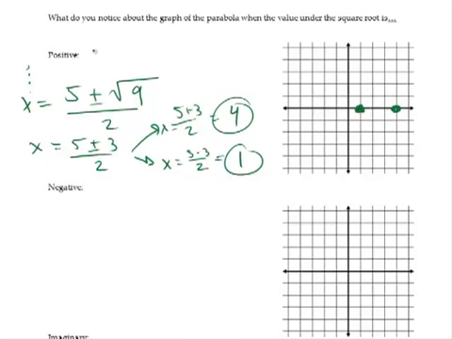And then we'd have to check our original equation, whatever that was, to see if the parabola is heading upwards through these or if it's heading downwards. But we know that the parabola is crossing through those 2 points because those are our x values.